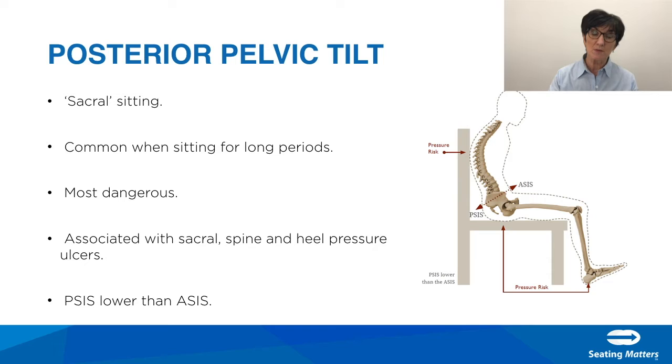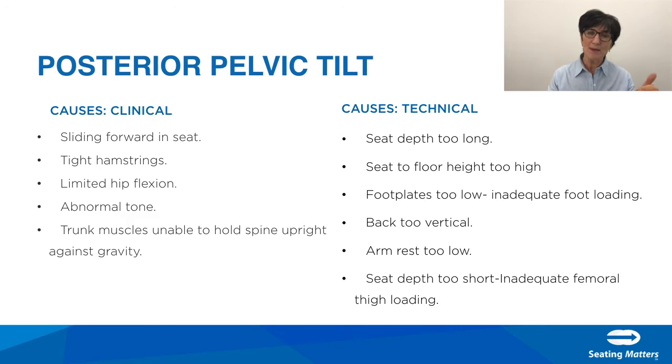So what causes someone to slide into this posture? As an OT, when I'm looking at this and doing an assessment, I'll always look at the clinical reasons first. So some of the clinical reasons why people might slide forward in a chair are tight hamstrings, limited hip flexion, abnormal tone in the body, or the trunk muscles are unable to hold the spine upright against gravity.